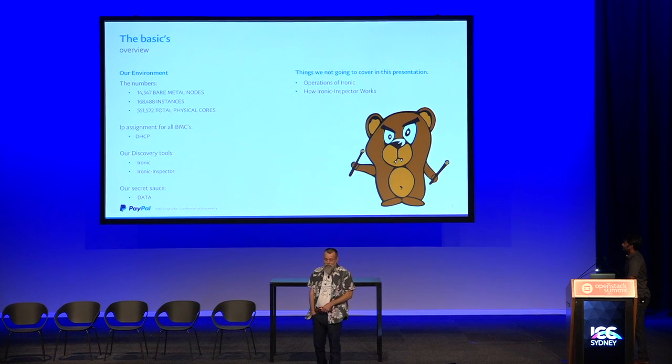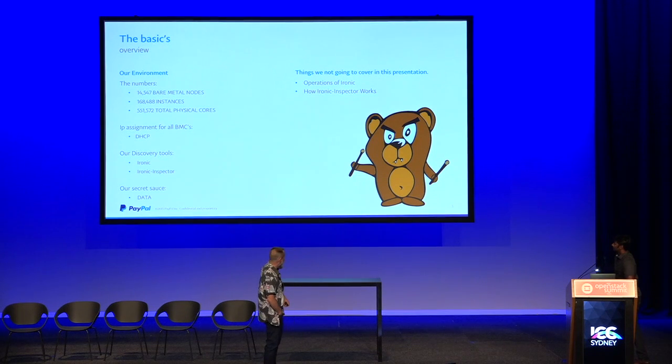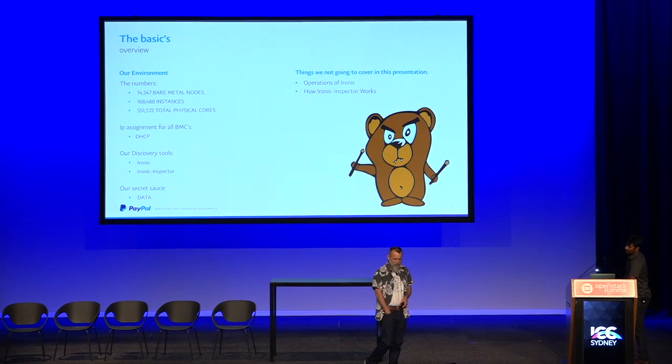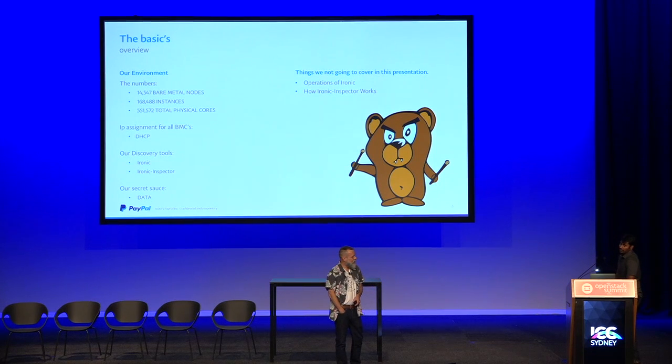The basics of our environment. As in previous summits, we have one of the largest reliable private OpenStack clouds running. We have around 15,000 bare metal nodes, more than 500,000 cores, and around 170 instances, which is actually huge. We have 12 zones, meaning there are 12 instances of OpenStack running.